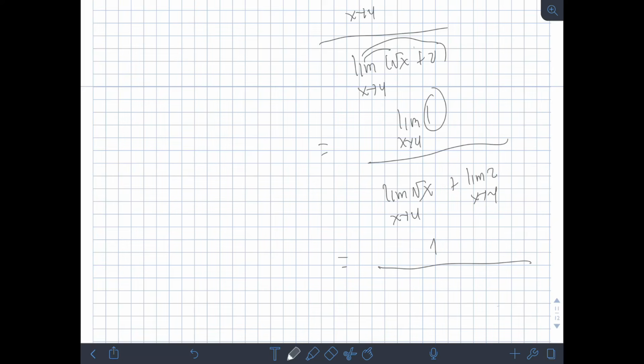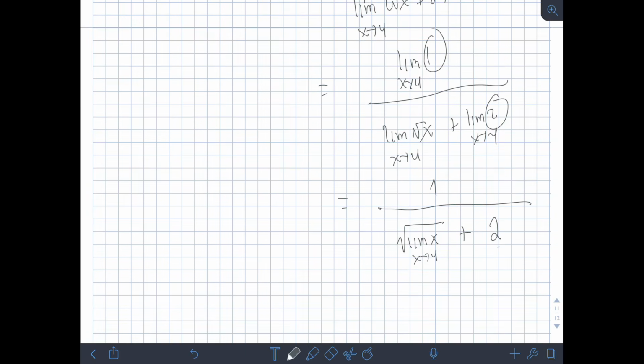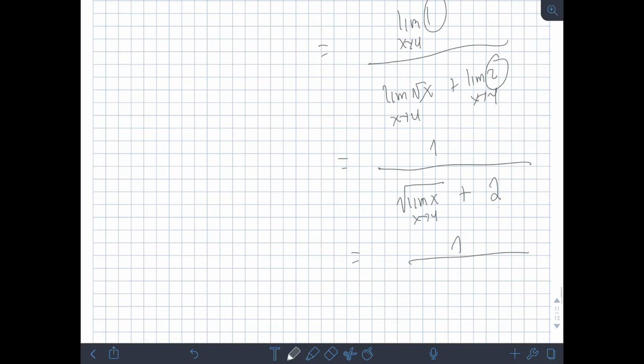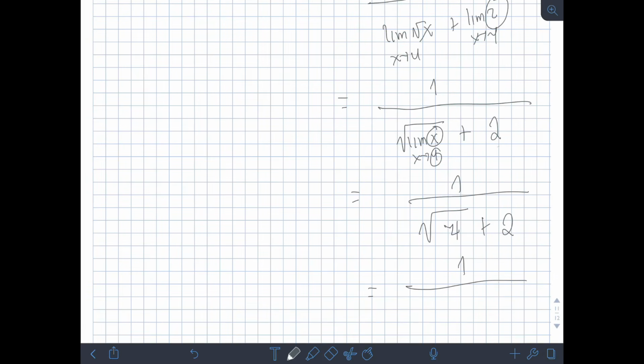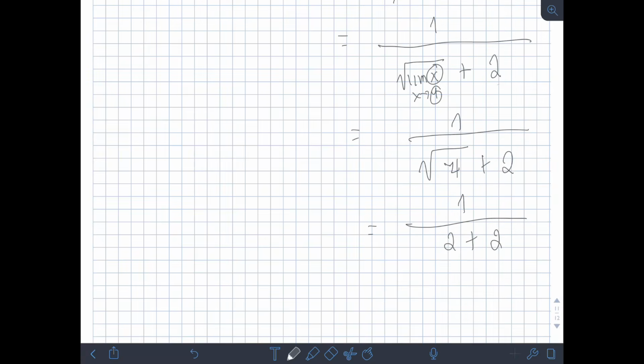Over, ito, pwede natin apply yung limit theorem number 10. So, pwede nating ipasok sa square root yung limit nung x as x approaches 4, plus itong limit of 2 as x approaches 4 ay constant lang din. So, equal lang yung limit niyan sa constant na 2. So, we have 1 over square root of limit of x as x approaches 4. Identity function lang yung function natin, so equal din sa 4 yung limit niya. Plus 2. We have 1 over square root of 4 is 2, plus 2.